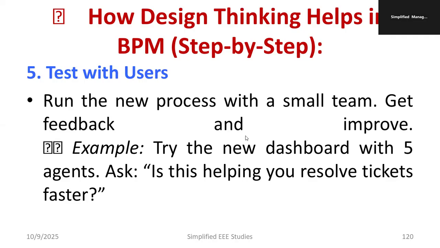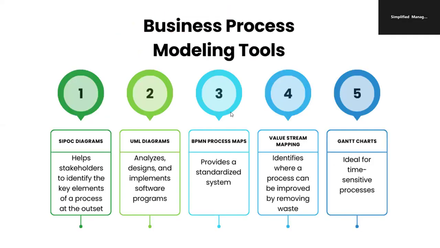So try a new dashboard with 4 or 5 agents. Ask if it is helping to resolve tickets faster. In YouTube Studio, for example, they finally ask whether the content is useful for the creators or not. That is one example.